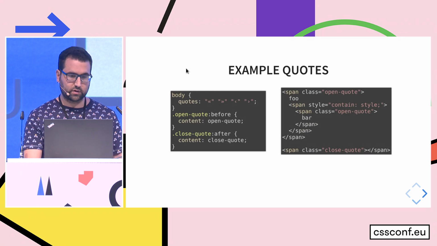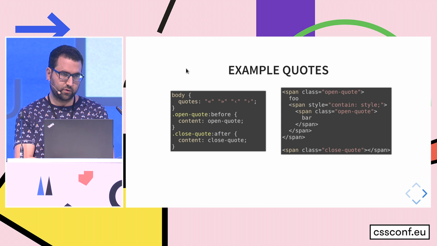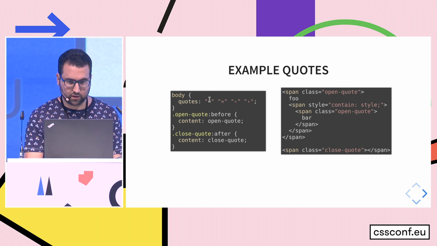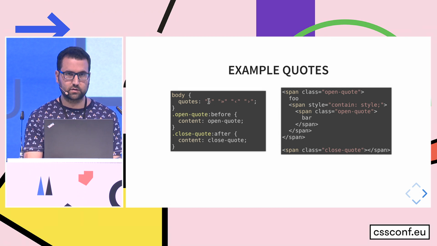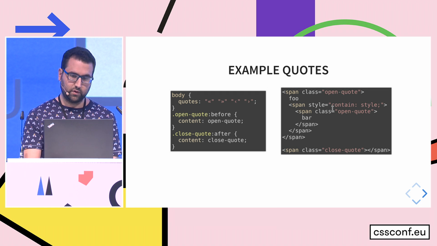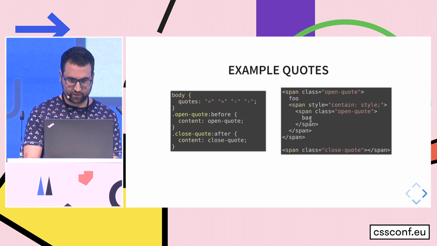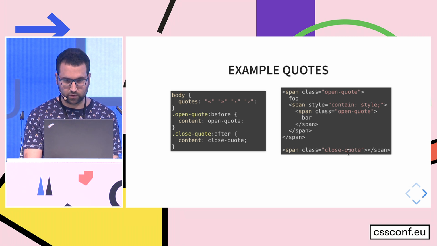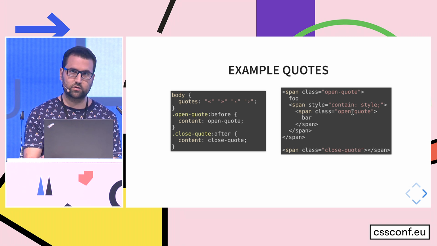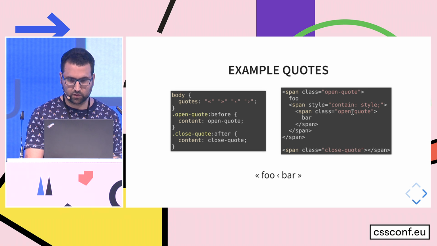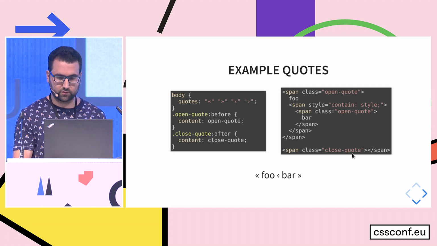Then quotes are, I think, even a less common use case. So you can define which symbols you are using when you have nested quotes. So this is double first and then single or whatever. And then we are opening a quote here. We have foo. Then we have the style containment element, and we open another quote. We have the text bar, and then we close the quote. When we close this, it doesn't know that a new one was opened inside the style containment element. So it just closed the open one. We are not closing both in this case, but basically the changes here don't affect anything outside.